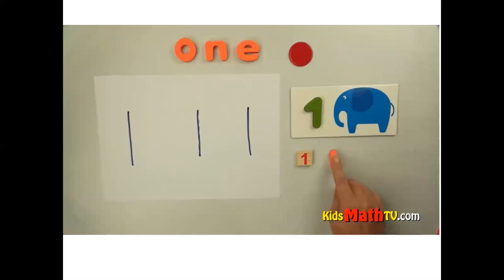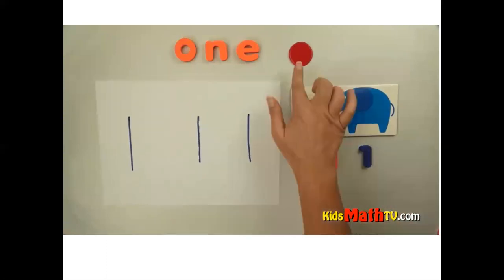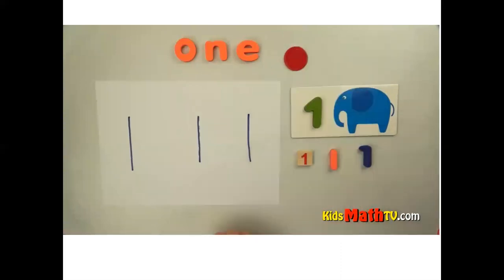Here's a 1. This one looks more similar. It's just one straight line, but it's a little rounded on the ends. Here's another 1. This is still 1, even though it looks a little different. So to represent one item, we use the number 1.